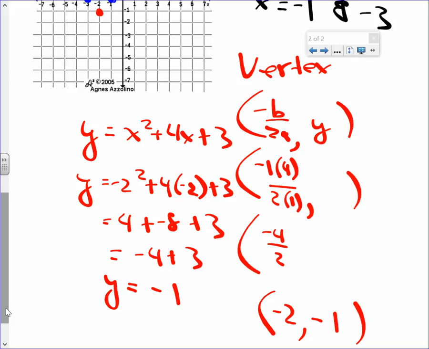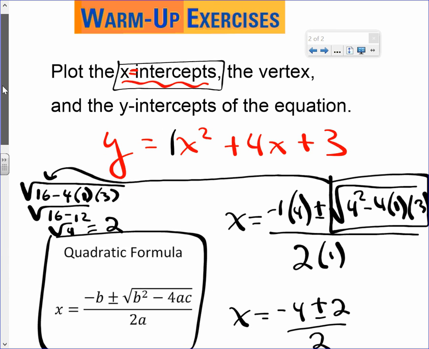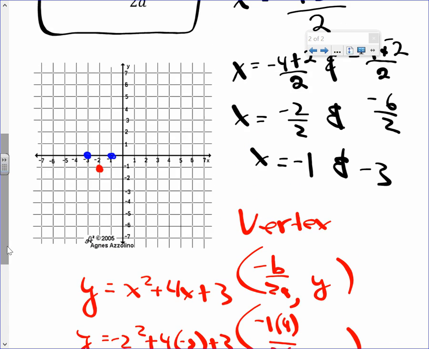Well, last thing. I think I asked for one more item. Can anybody read that? What was the last item I asked for? The y what? Where does the parabola cross the y-axis? What's the secret? Remember I gave you a secret like 2 days ago? It's always C, right? What's my C value? 3. There it is. It crosses the y-axis right there.